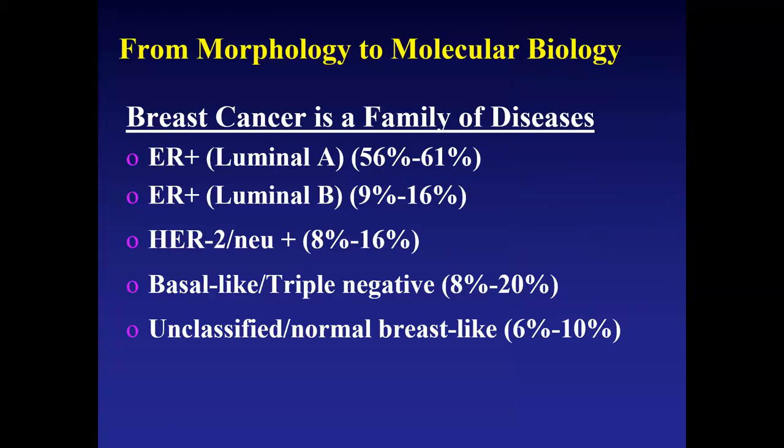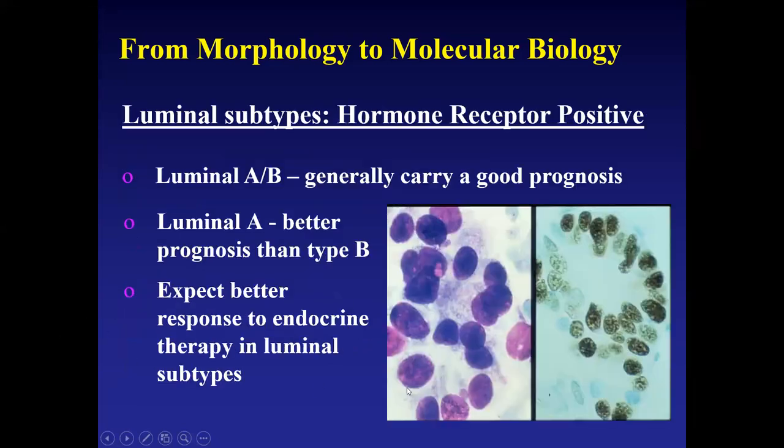Currently, it is recognized that breast cancer is a family of diseases, and it is divided into ER-positive luminal A, ER-positive luminal B, HER2 oncogene-positive, basal-like triple-negative cases, and unclassified or normal breast-like, which is still under consideration and study. Luminal A and B generally carry a good prognosis. Luminal A has better prognosis than type B.